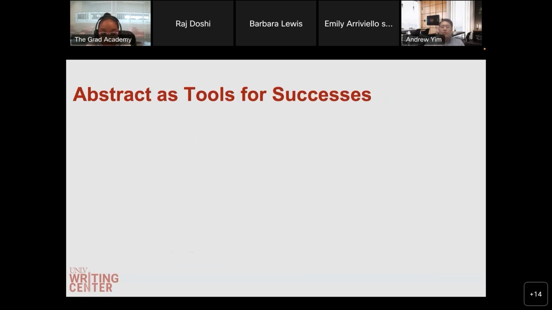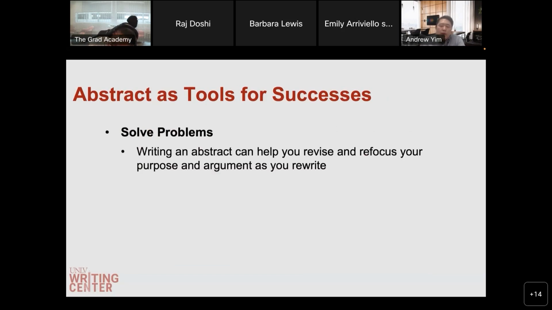So we want to talk about the importance of abstracts as tools for success, right? Because it's not just a matter of, oh, I write an abstract and I'm done. Number one, when you write an abstract, you're solving a problem that people care about. And once you identify a problem you care about or are trying to solve, writing your abstract can help you refocus and revise your argument and purpose as you write. So the 3 examples I'm going to show you later should clearly demonstrate the writer's purpose and arguments for their overall paper.